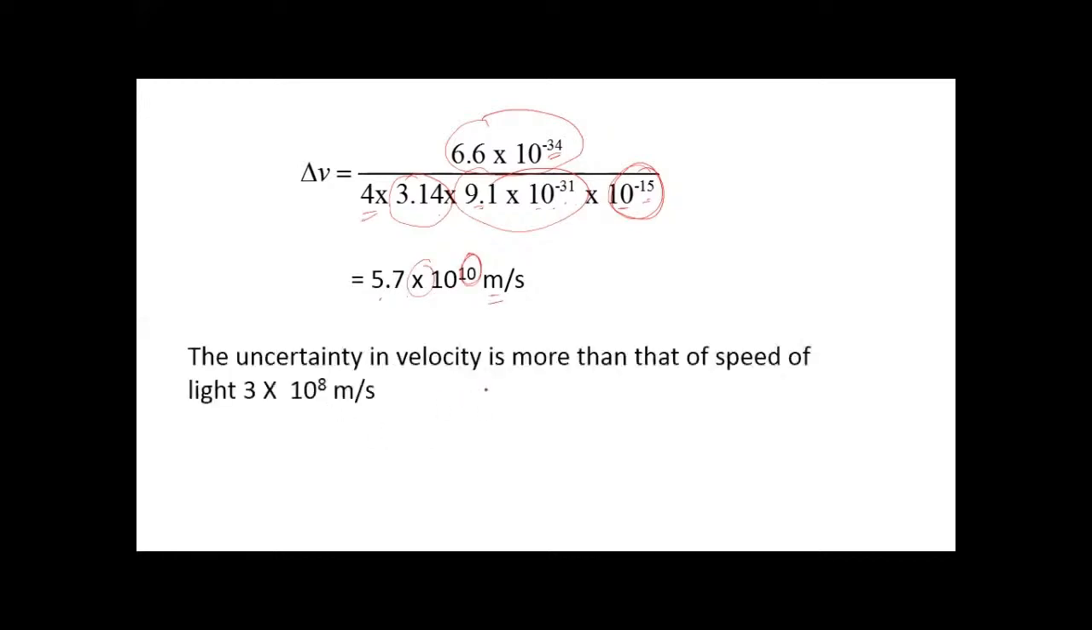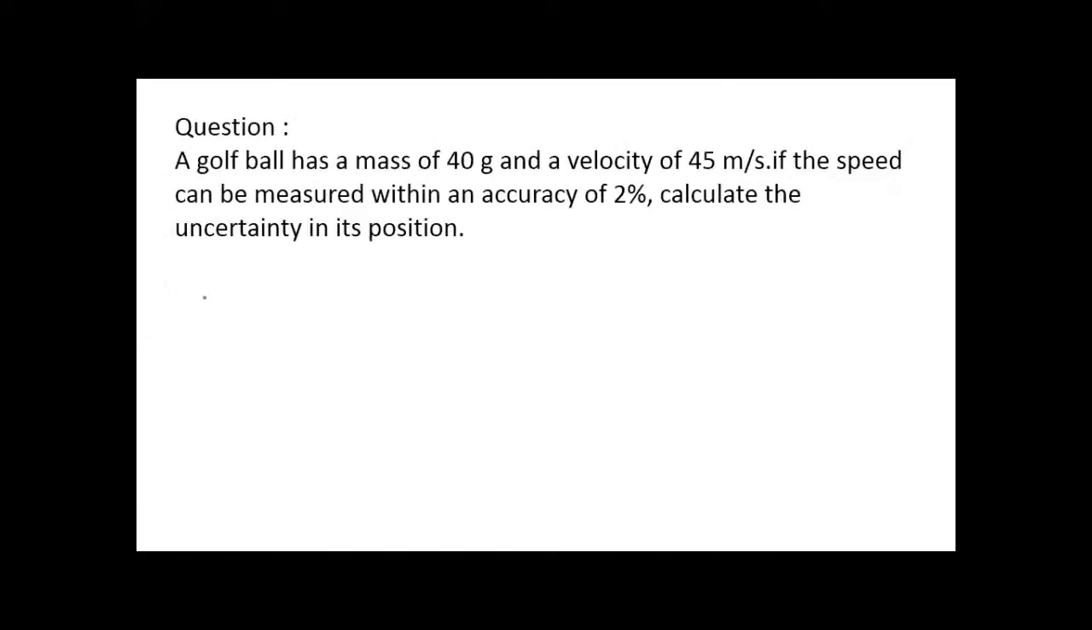The uncertainty in velocity is more than that of the speed of light, that is 3 into 10 to the power 8 meter per second. Thus, we can say that electron does not exist in the nucleus. Now we will solve one more question. The question is, a golf ball has a mass of 40 gram and a velocity of 45 meter per second. If the speed can be measured within an accuracy of 2%, calculate the uncertainty in its position.